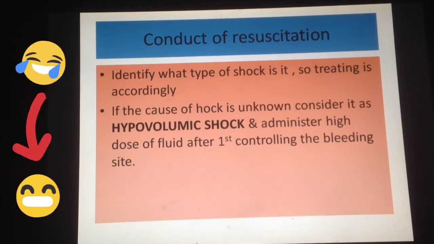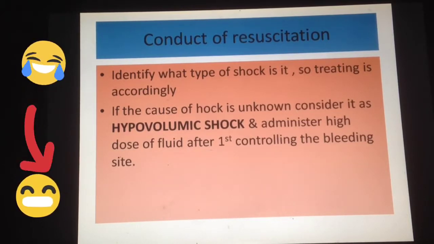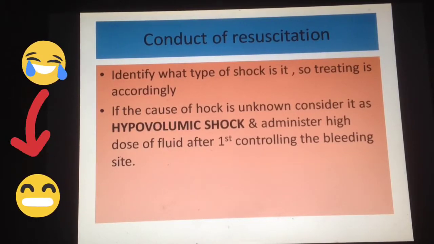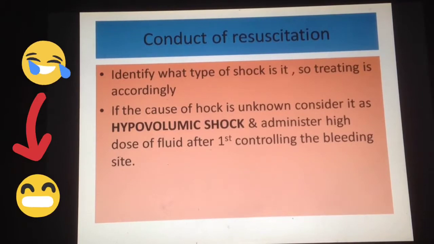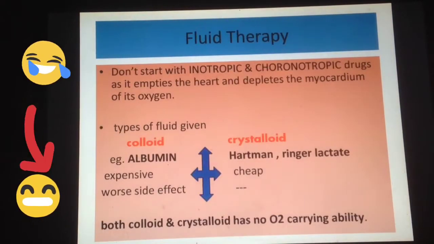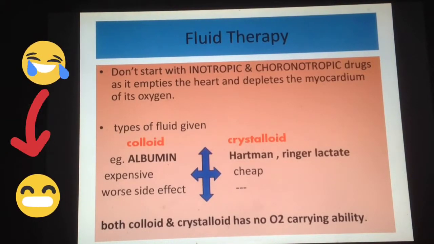The first thing when you receive a patient in shock is to identify what type of shock it is, so treatment can be given according to it. If you cannot identify what type of shock the patient has, we can consider it a hypovolemic shock. After knowing this, we quickly administer a high dose of fluids after first controlling the bleeding site. Then we start fluid therapy.